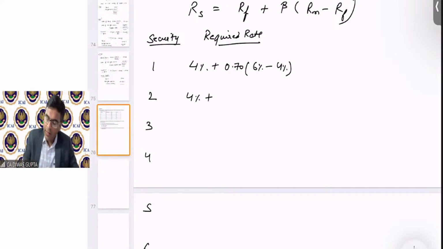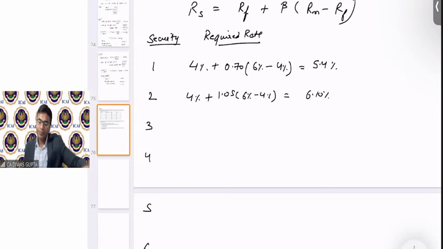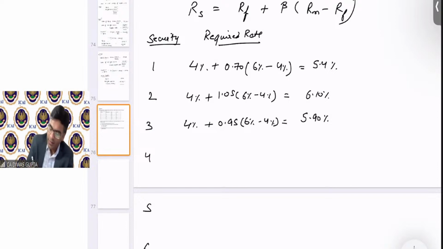Then for the next one, let us find out the value first. 0.7 into 2 is 1.4, and 1.4 and 4 is 5.4 percentage. Then comes the second security. This is 6.10%. Then the next one is 4% plus 0.95 into (6% minus 4%), which is equal to 5.90 percentage. Then for the fourth security, 4% plus 1.10 into 2. This becomes how much? 6.20.